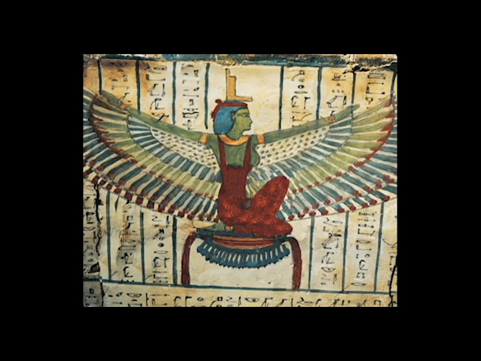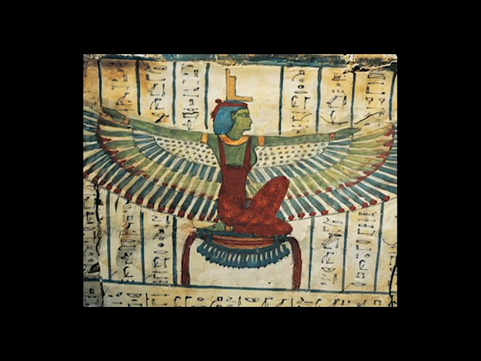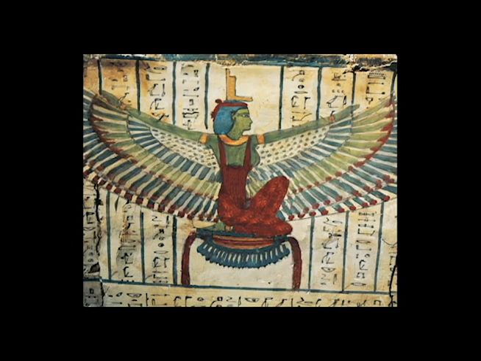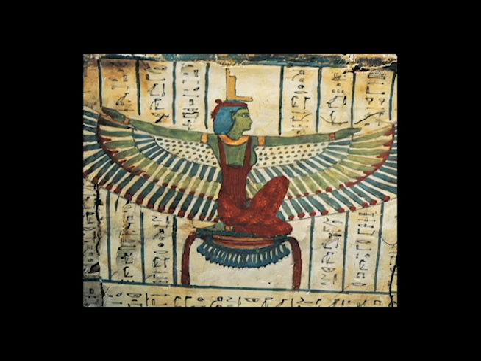Isis is called Venus, Astarte, and other names in other cultures. In Turkish folklore, Isis was a daughter of Noah from the biblical flood. The Bible, while not direct history, does contain some history in allegory.